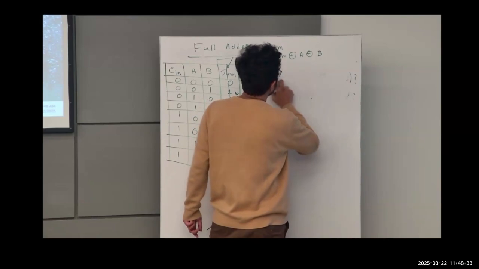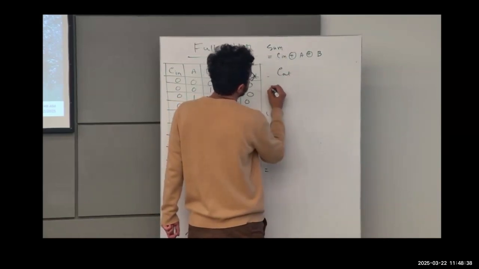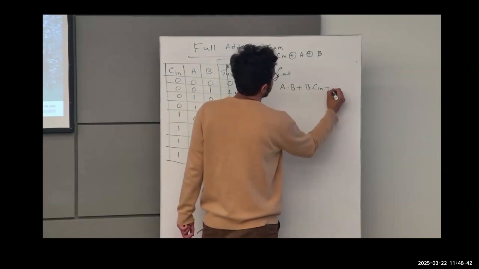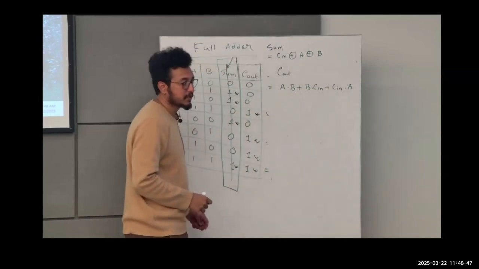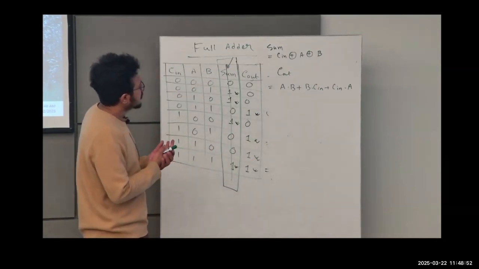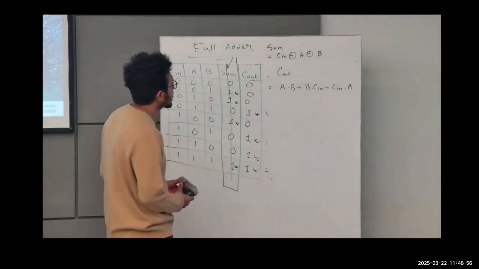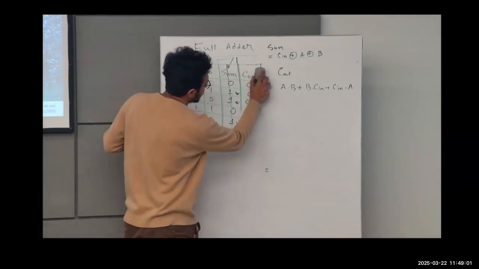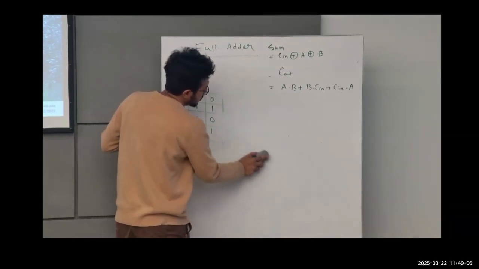So the C out actually comes like this. C out is AB plus BC in plus C in A. This is the simplified expression. These are the simplified expressions of sum and C out. Now, if I erase the table, I will draw the gate level circuit layout.